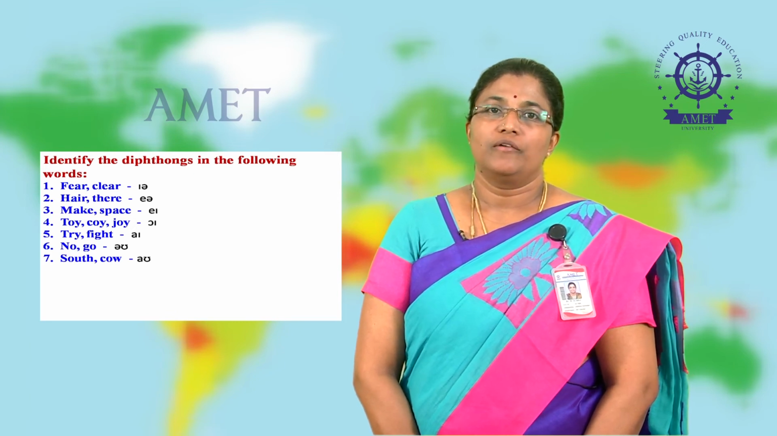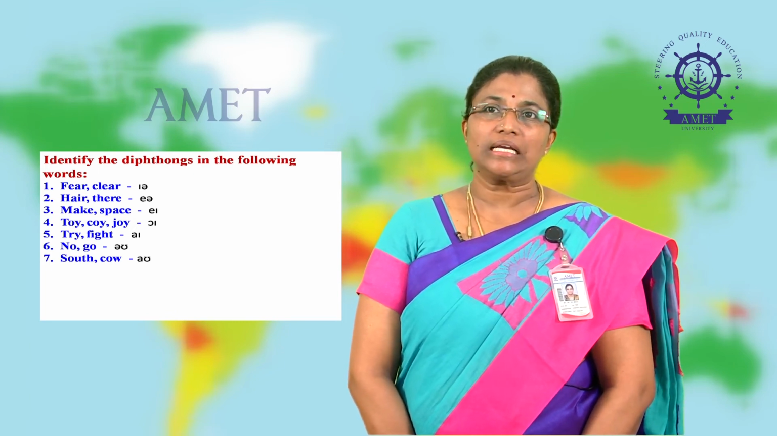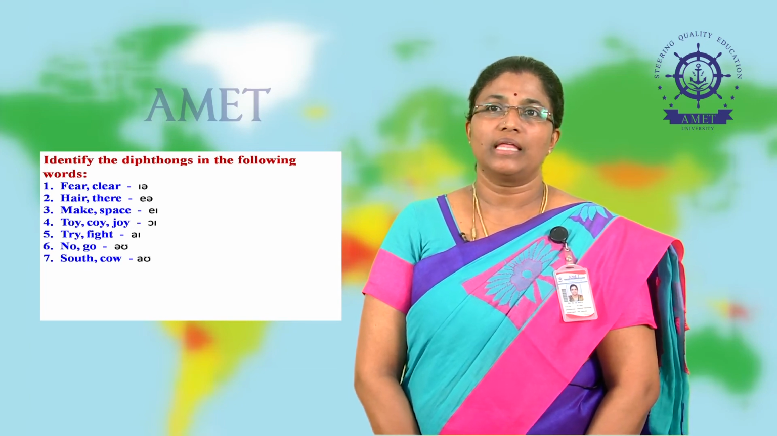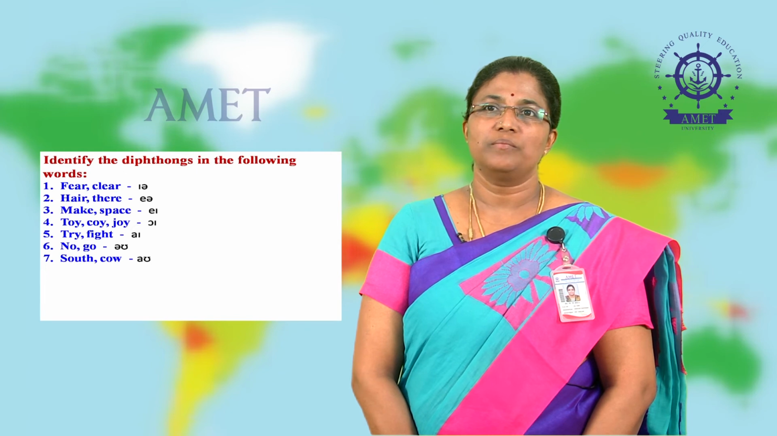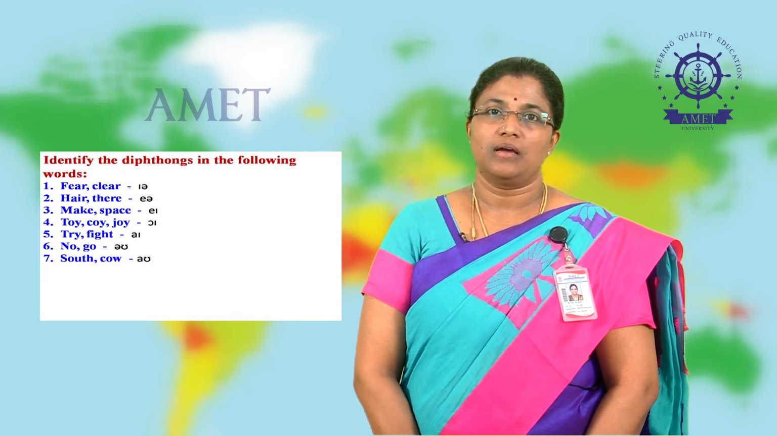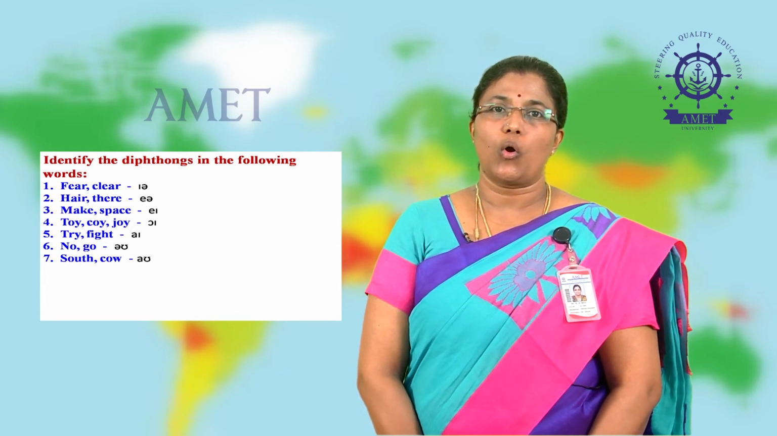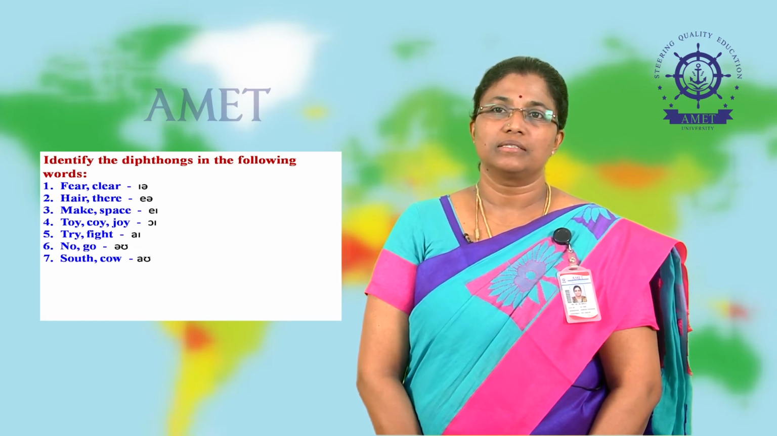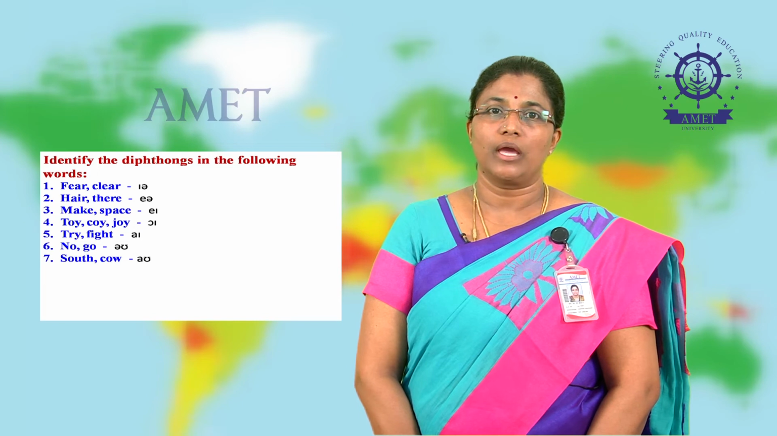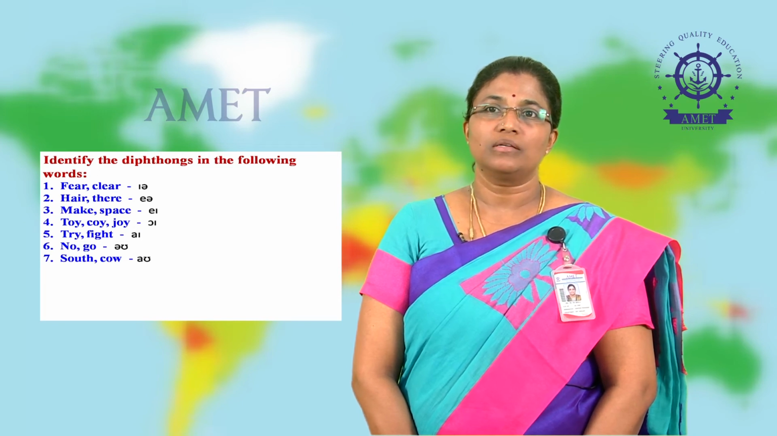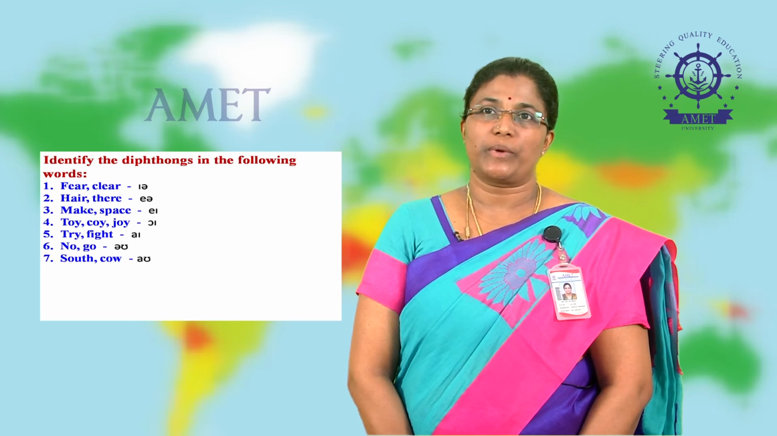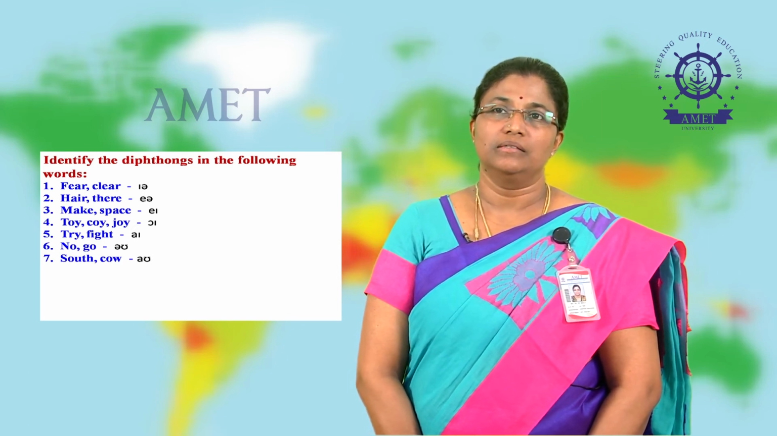Okay. First pair, fear, clear. Second one, here, there. Third one, make, space. Fourth one, toy, coy, joy. Fifth one, try, fight. Sixth one, no, go. Seventh one, south, cow.